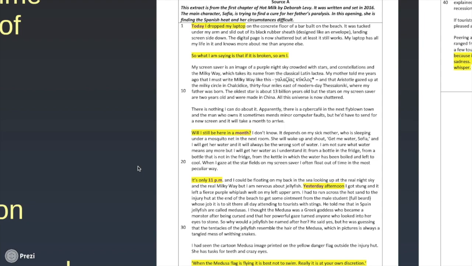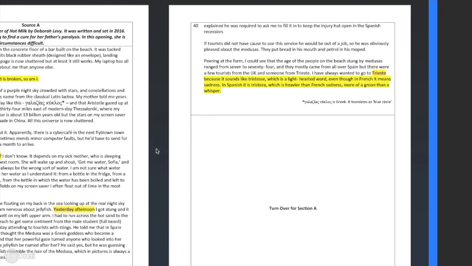And that flashback is almost like a significant event because it highlights the pain that she's going through. She also talks about escapism at the very end of the extract, where she talks about wanting to visit different places. She talks about the tourist being stung on the beach, but she talks about how they've come from various areas. And then she talks about the word Trieste, which we know means sadness. So she actually ends the extract discussing her main predominant emotion, which is sadness, okay, extreme sadness.